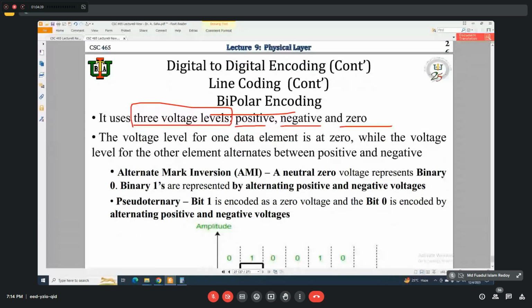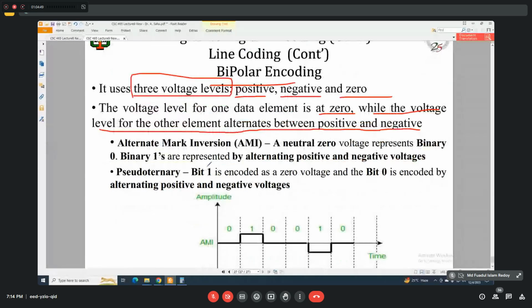So the voltage level for one data element is at 0, while the voltage level for the other element alternates between the positive and negative. So this is a different concept. You can see that it actually has two concepts. One is AMI, alternate mark inversion. In case of AMI, a neutral zero voltage represents binary zero, but binary ones are represented by alternating positive and negative voltage. Okay, so that you have to understand.